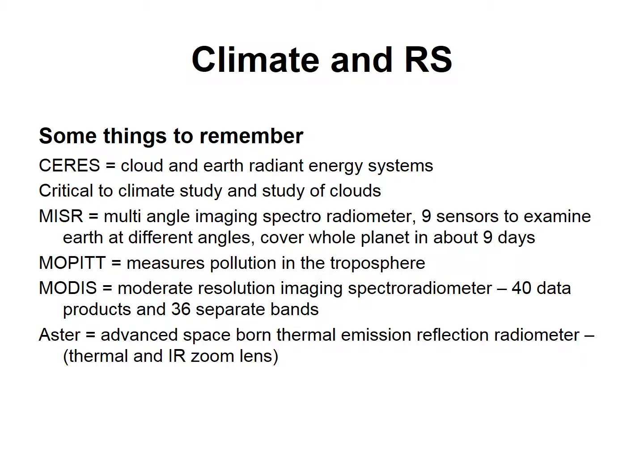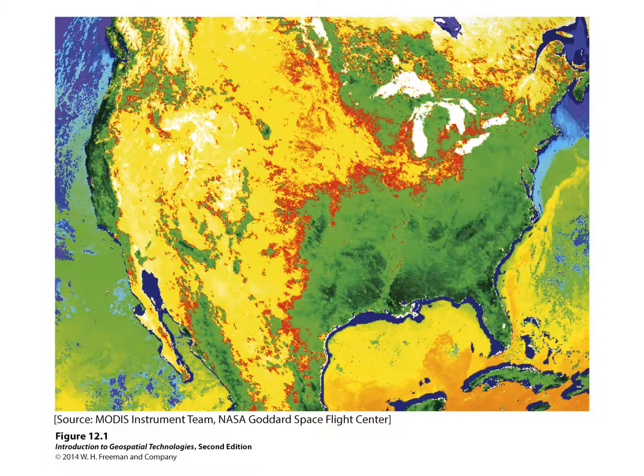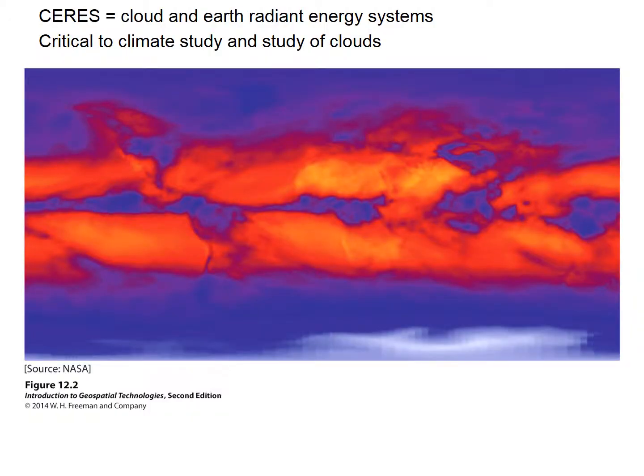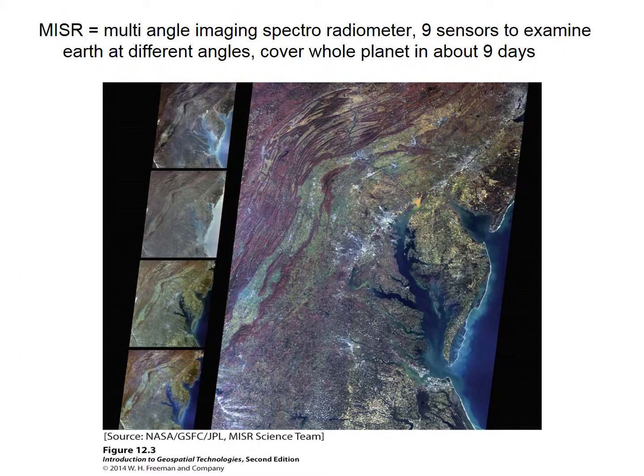So here's a nice example of what MODIS data can look like. And here we have some of the stuff from the CERES sensor. And again, remember, this is specifically designed for the study of clouds, and you can see how when you look at this you can get some idea of what's going on. MISR, the Multi-angle Imaging Spectroradiometer, 9 sensors, covers the whole planet in about 9 days, and you can sort of see how you can get so much information with that.